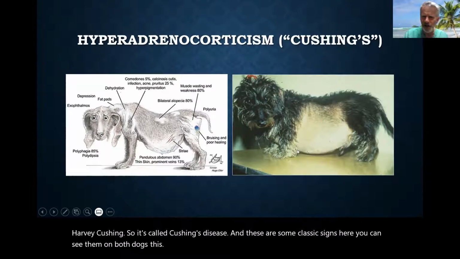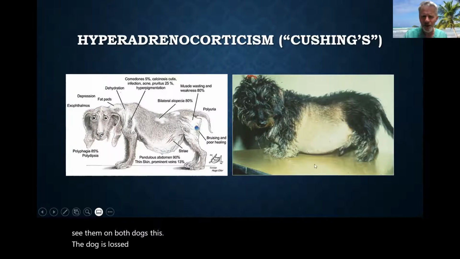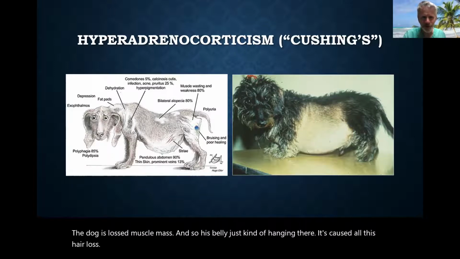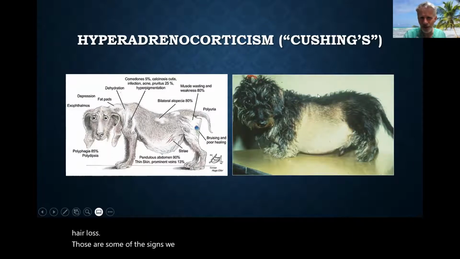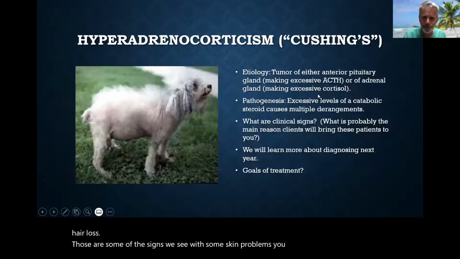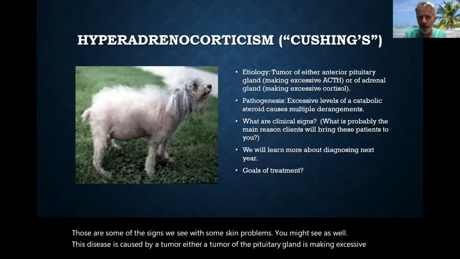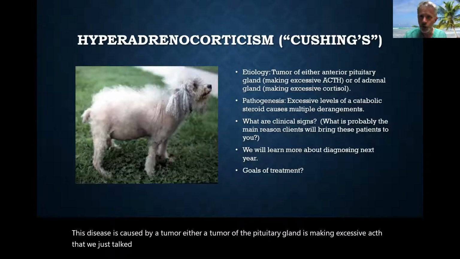The dog has lost muscle mass, and so his belly just kind of hangs there. It's caused all this hair loss. Those are some of the signs we see. There are some skin problems you might see as well. This disease is caused by a tumor. Either a tumor of the pituitary gland is making excessive ACTH that we just talked about, or the tumor is on the adrenal gland and it's making excessive cortisol.